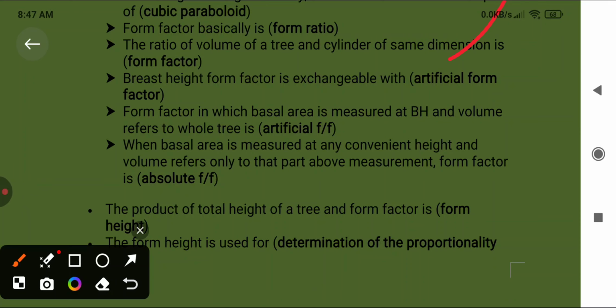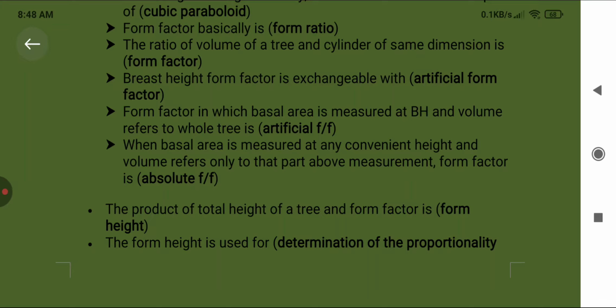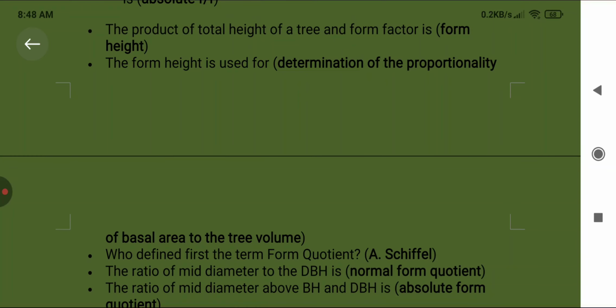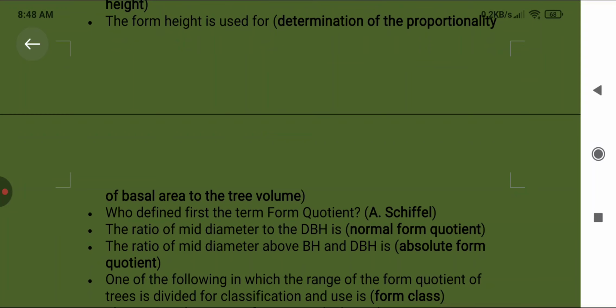Breast height form factor is exchangeable with artificial form factor. Form factor in which basal area is measured at breast height and volume refers to the whole tree is artificial form factor. When basal area is measured at any convenient height and volume refers only to the measured part, it is absolute form factor. The product of total height of a tree and form factor is form height. Form height is used in determining the proportionality of basal area to the tree volume.